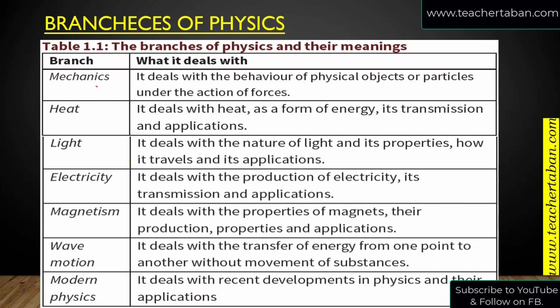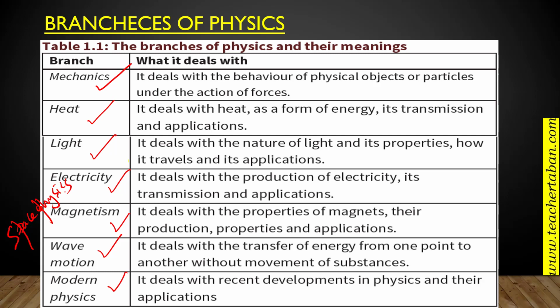For example, we have a branch called mechanics, we have a branch called heat, light, electricity, magnetism, wave motion, and modern physics. And for us, we shall also add on another one called space physics. I may call it a branch, but this one deals with heavenly bodies, the Earth, planets, Earth, Mars, Jupiter, the universe, galaxies, and very many others.